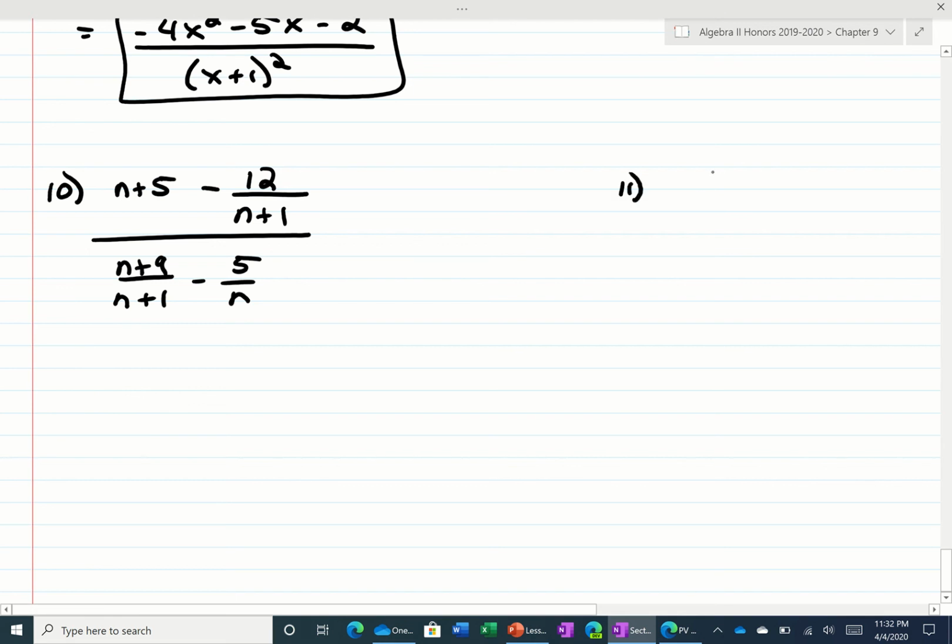Number 11, it says 2 over x minus y plus 1 over x plus y, the whole thing divided by 1 over x minus y.